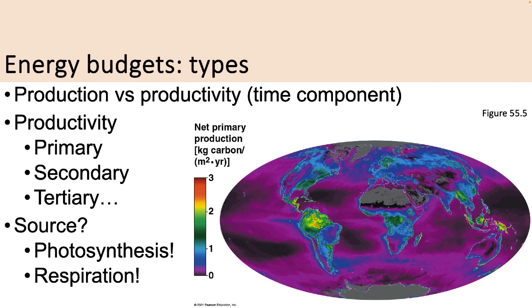The way that we measure it is, how much CO2 are we sucking out of the air? How much carbon are we sucking out of the air and putting it into sugar? The production is how many kilograms of carbon you get per square meter of land. So it's an amount. Production is an amount.